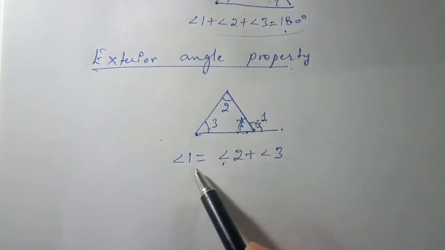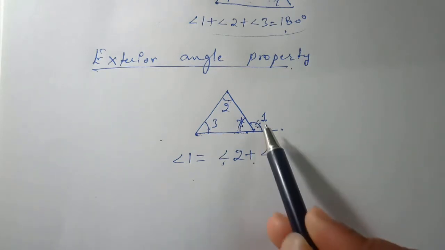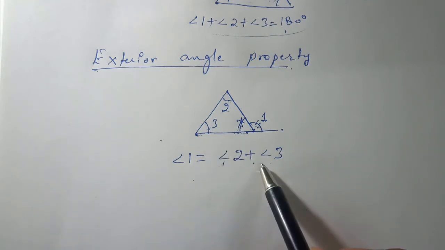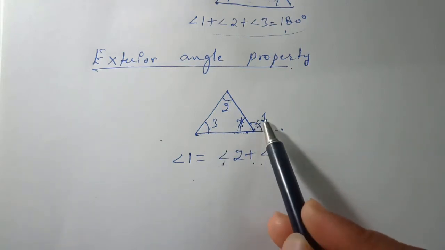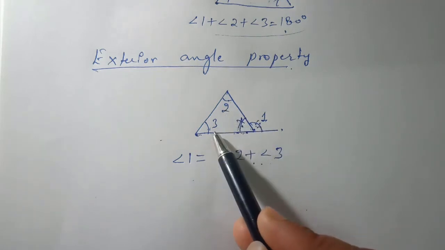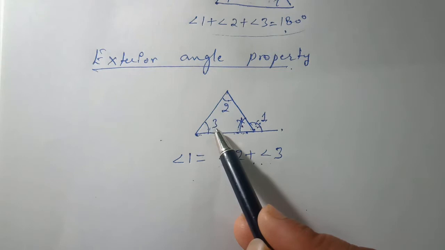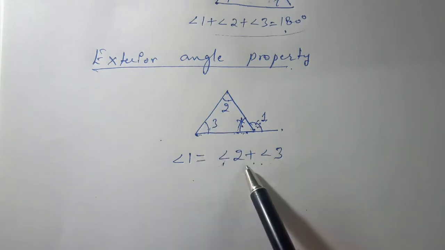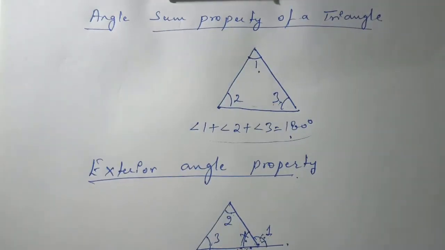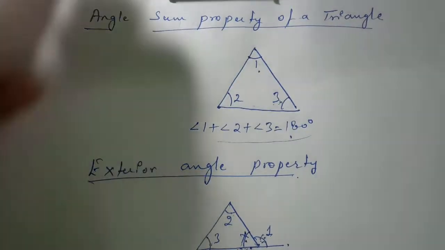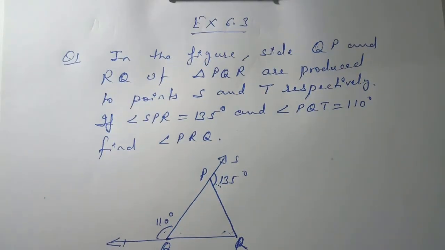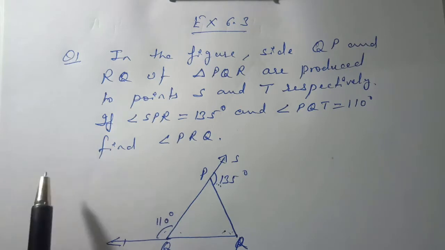On the basis of this property, if you have to find the exterior angle and the interior angles are given, you can use this property. Or if the exterior angle is given and one of the opposite interior angles is given and you have to find the measure of the other interior angle, then also you can use this property. Now let us solve a problem based on this property. Here I am taking one question from your exercise. We are taking exercise 6.3, question number one.